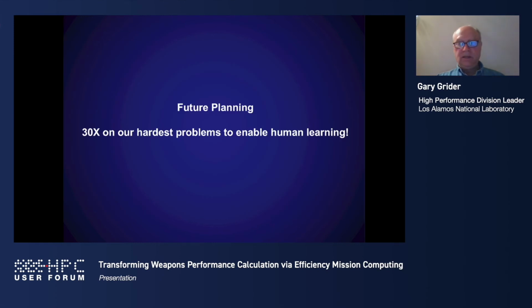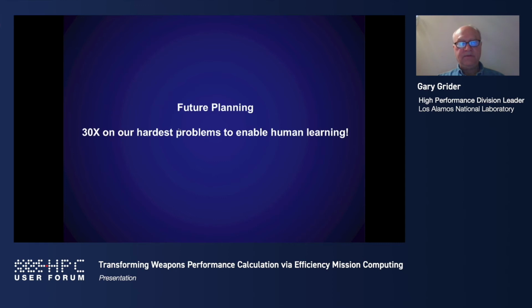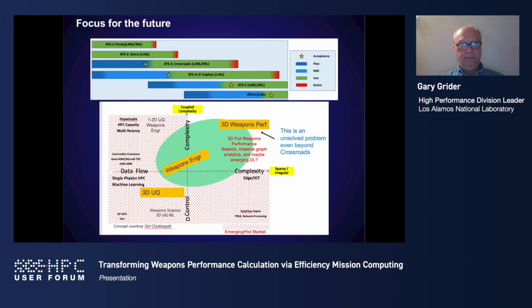So we'll talk a little bit about the future. Really what we're after is to try to move those weapons performance calculations about 30 times faster, or get 30 times more of them through than we do today, so that we can enable human learning from those things in a far better way. So the upper part of this diagram shows the hopscotch or leapfrog that we play with Livermore on putting machines in, large scale machines in.